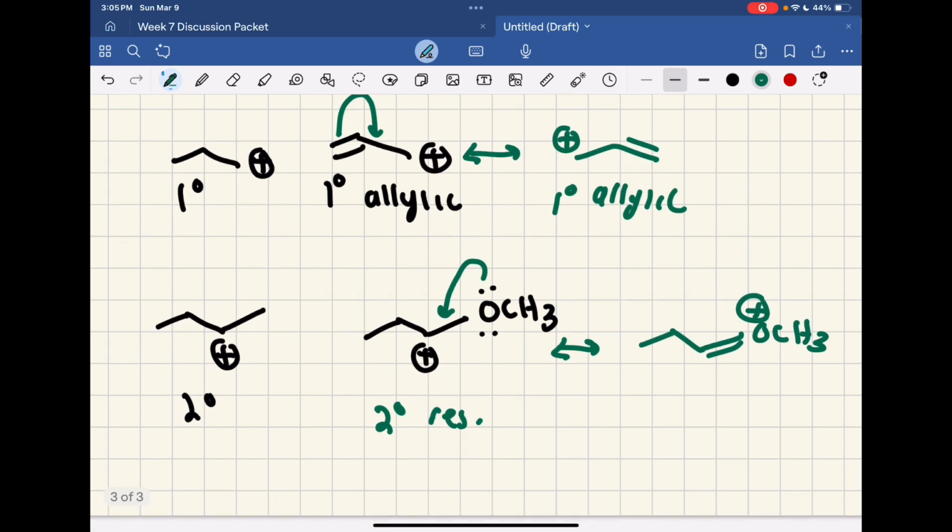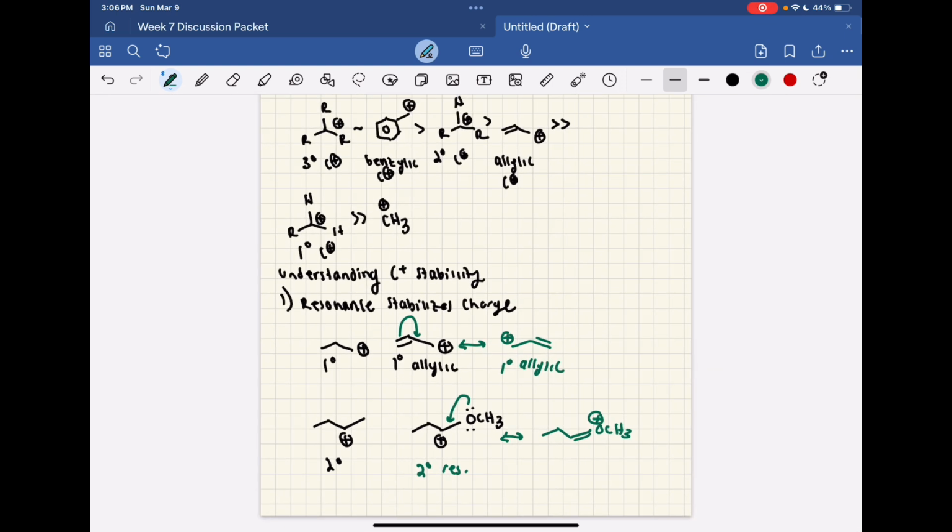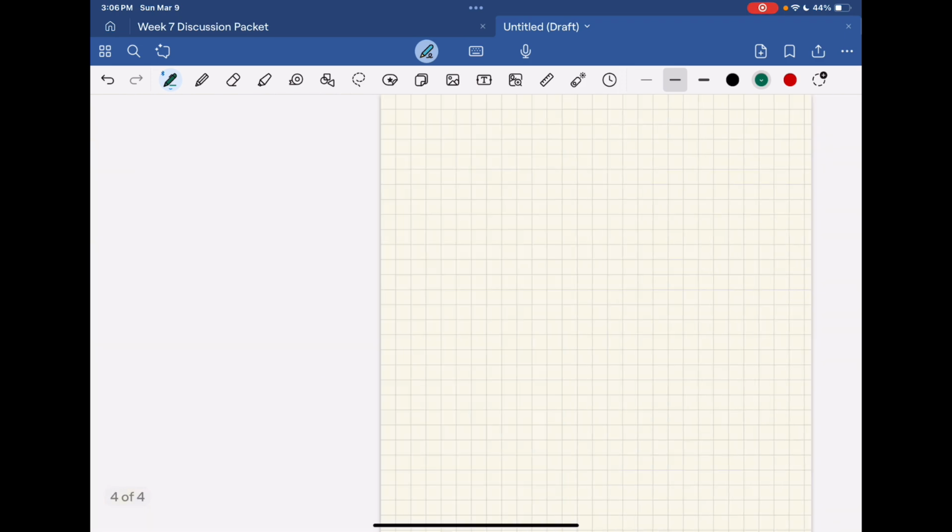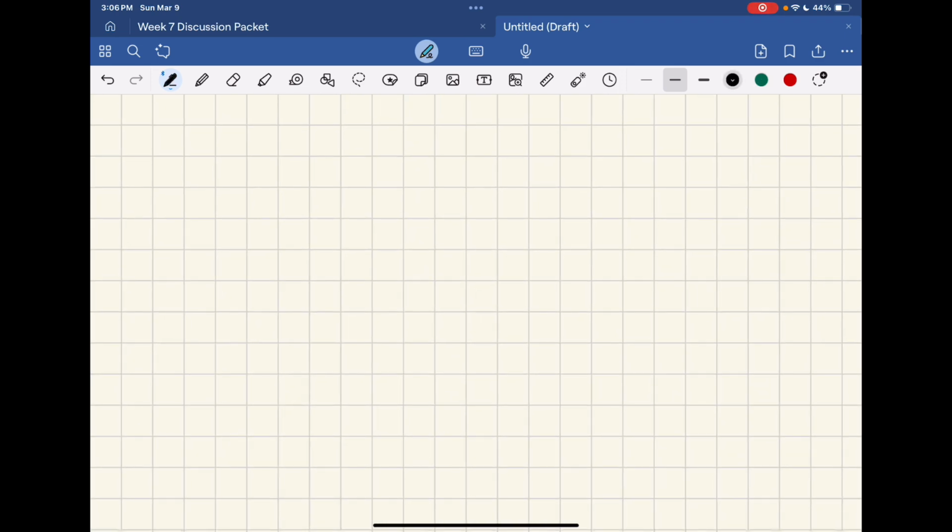So resonance is a good feature. It doesn't have to just be with a pi bond doing resonance. We could also have heteroatoms like the oxygens or the nitrogens also play a role. Okay, another trend I want to talk about quickly is this idea of hyperconjugation. Hyperconjugation, fancy word, but it'll make sense in a second. So hyperconjugation applies to all carbocations.